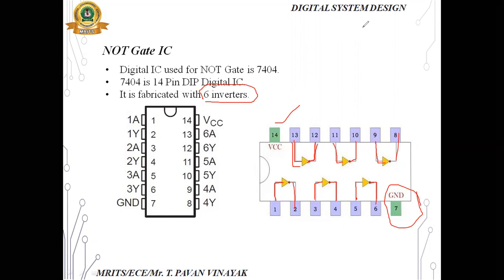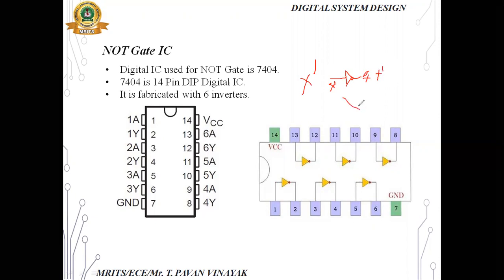Okay, this is the NOT gate. The NOT gate is used for complement. For example, if I want X bar, use a NOT gate. X is the input, X bar is the output.